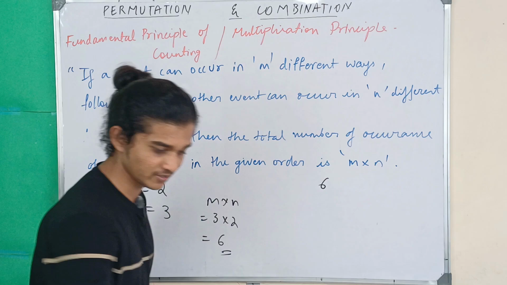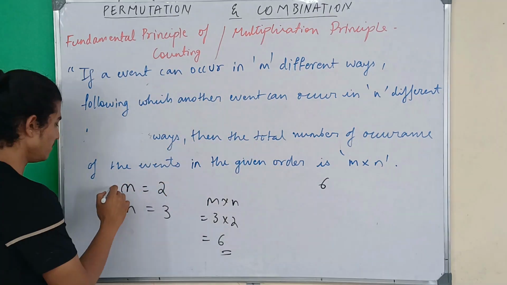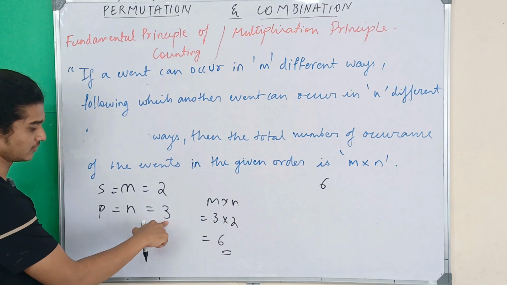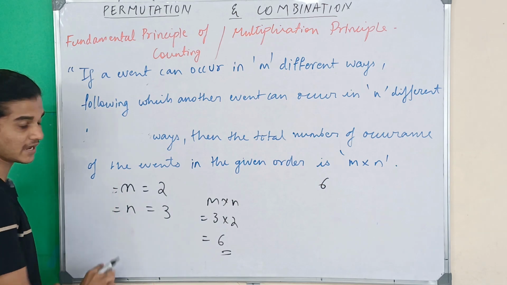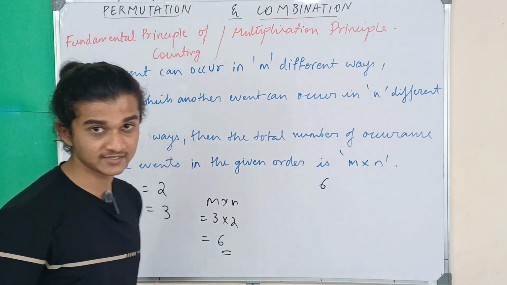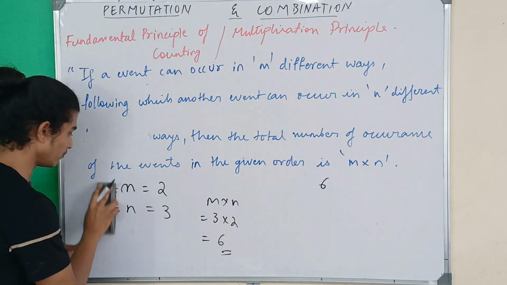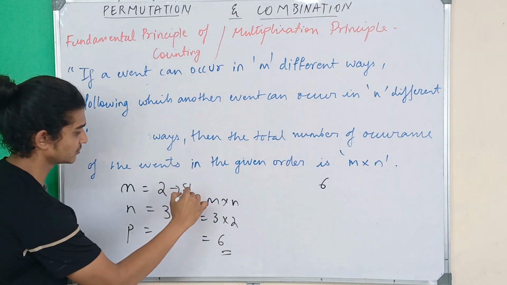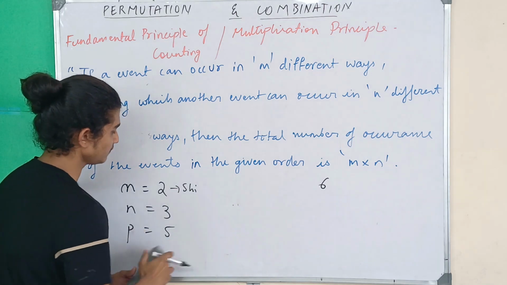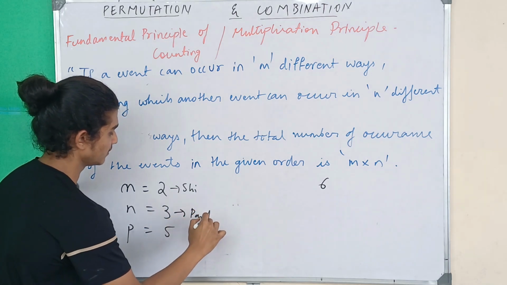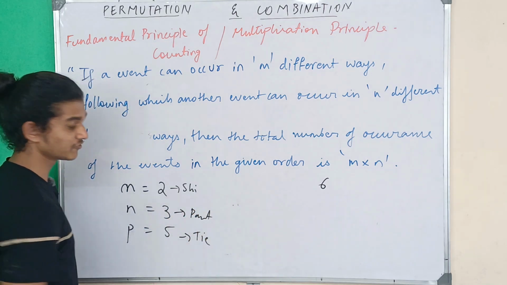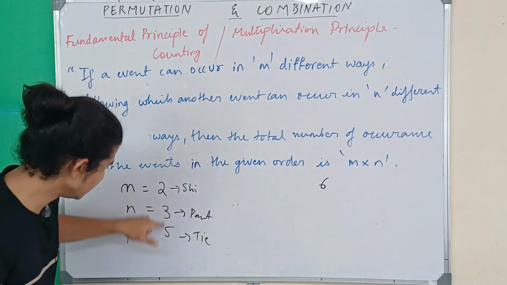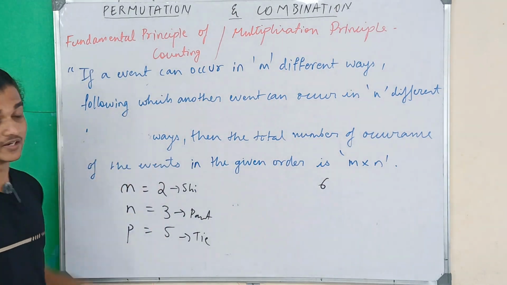Now imagine I have 2 shirts, 3 pants, and then let's imagine I have 5 different ties. So I'm going to introduce one more event, p. Let's say I have 5 ties. So this is shirts, this is pants, and this is ties. What are the different possible dresses I can make? Just simple, you have to multiply all these. So this is the fundamental principle of counting.